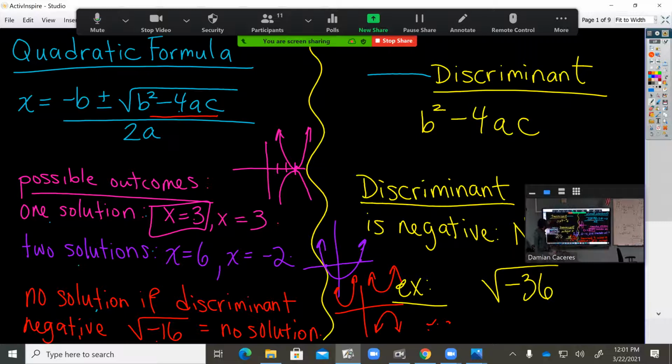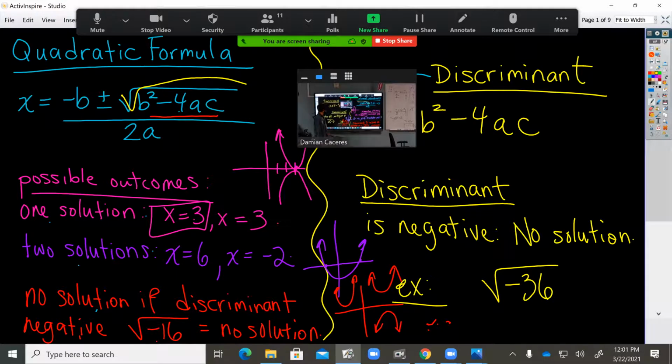You with me? So the discriminant is just the part inside of the radical, b squared minus 4ac. If the discriminant is negative, there's no solution. Try pressing that in the calculator if you have one right now. You press -36 and press the square root button. It should tell you error. Can't be done. You guys need one? So whenever the calculator tells you there's an error, that's a little hint for you: no solution.